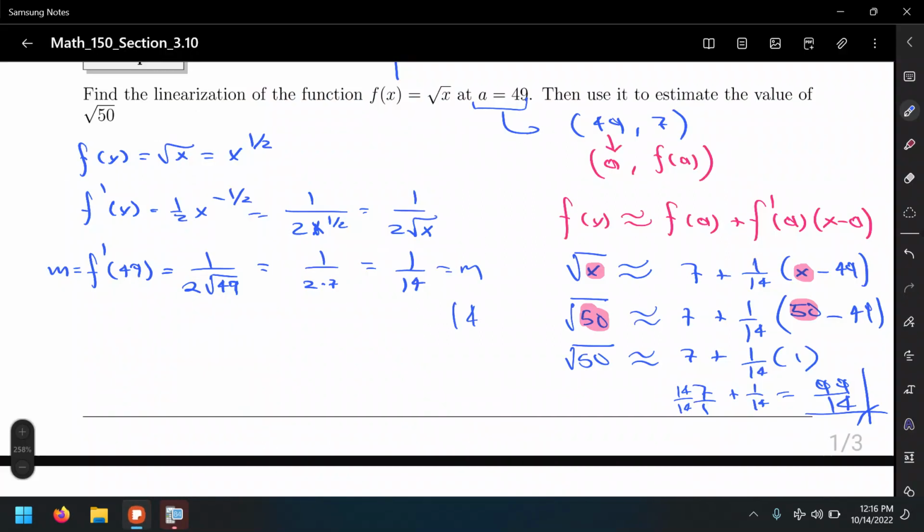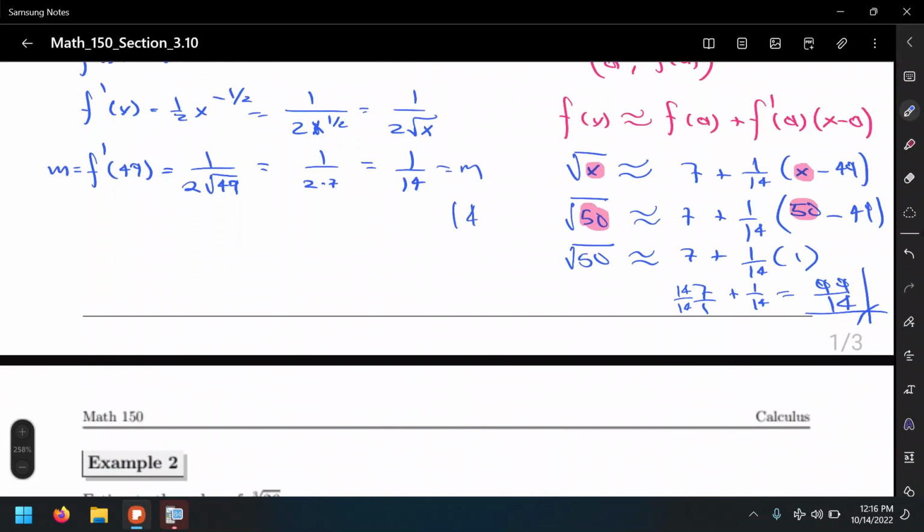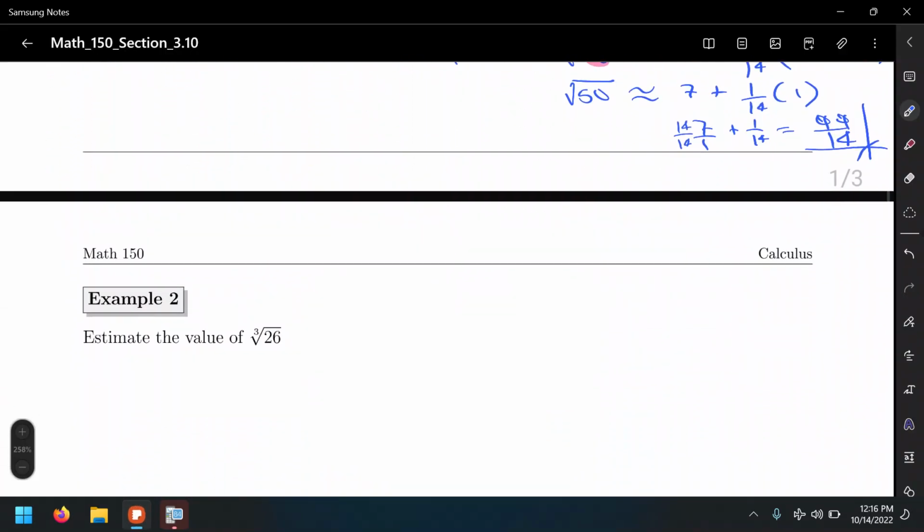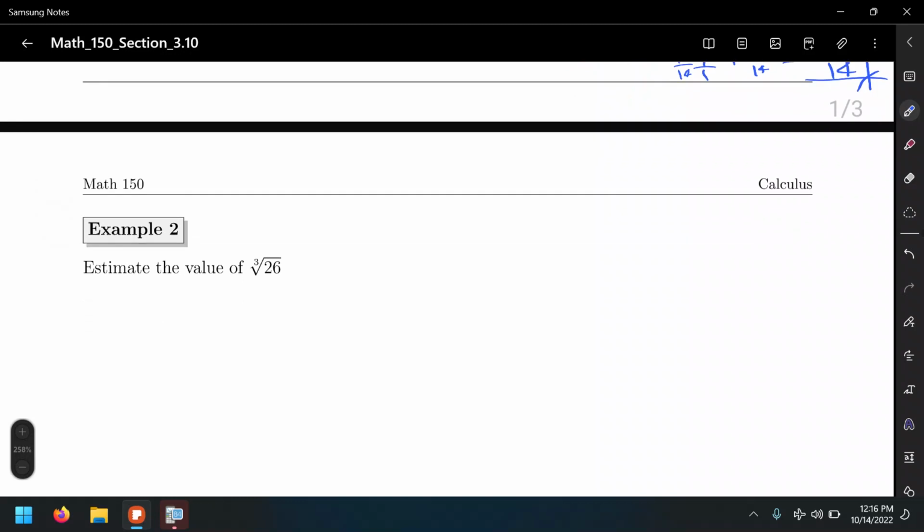Let's do another example. The next example is pretty much the worst case scenario. They just tell you to estimate the value of the cube root of 26, and that's it. They're not telling you anything else. So in this case, there's a lot of stuff that we need to figure out on our own. Number one, to guess the function. And number two, to look for a value of a that is close to 26 and that is a perfect cube.